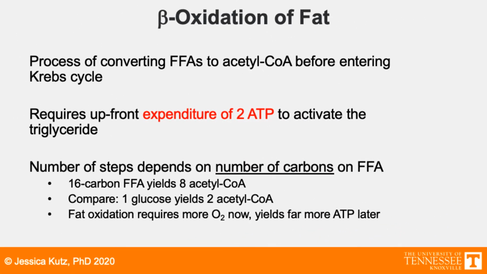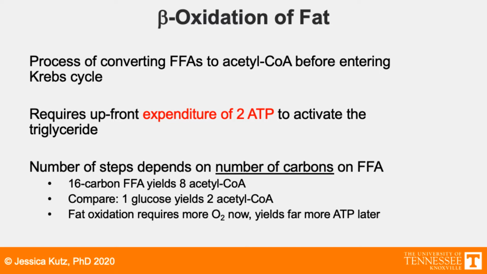The process of breaking down our free fatty acids so that they can be metabolized starts with beta oxidation. And if you're doing a comparison between carbohydrate metabolism and fat metabolism, carbohydrate metabolism starts with glycolysis before entering the Krebs cycle. Fat metabolism will start with beta oxidation before entering the Krebs cycle. So the process of converting those free fatty acids to acetyl-CoA before they enter the Krebs cycle is what's called beta oxidation. This is going to require us to put a little bit of energy in. No different than when we went through glycolysis, we put 2 ATP into that process, and we're going to do the same thing here with beta oxidation.